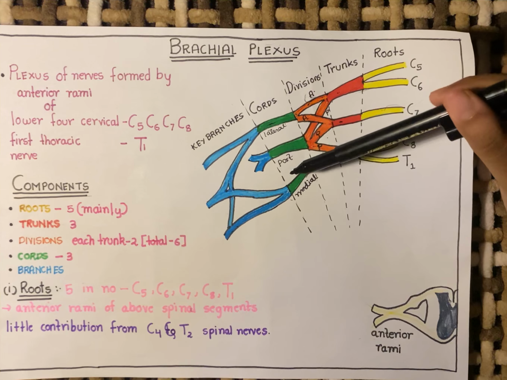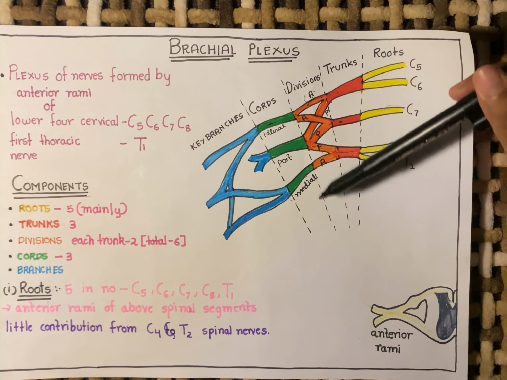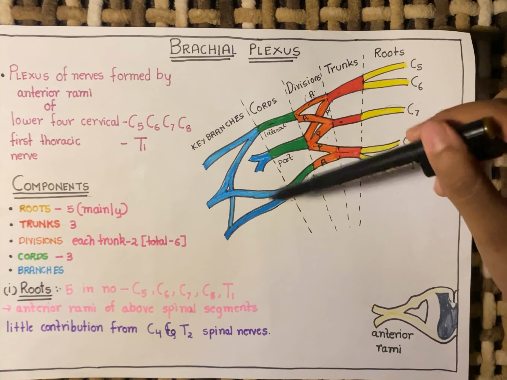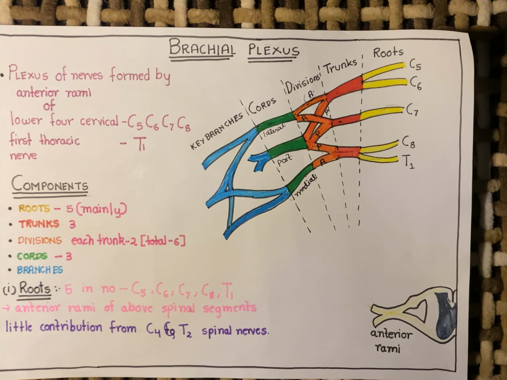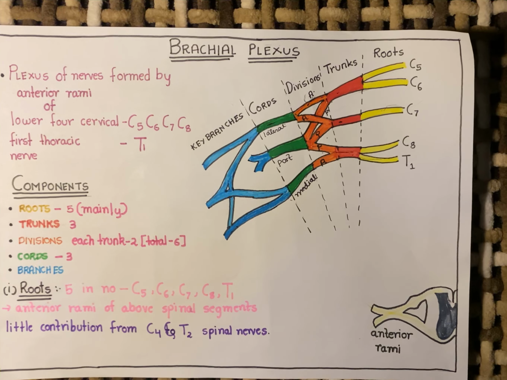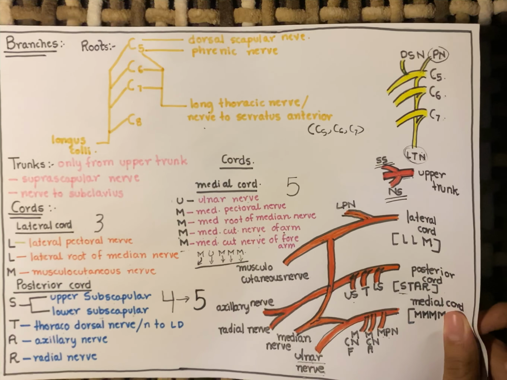Okay, three cords: lateral, posterior and medial cords, and from these cords you can see certain branches arising. For further information about the branches, you can take a screenshot of the sheet which is representing the branches.